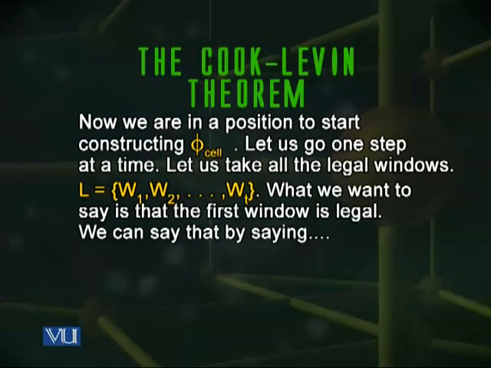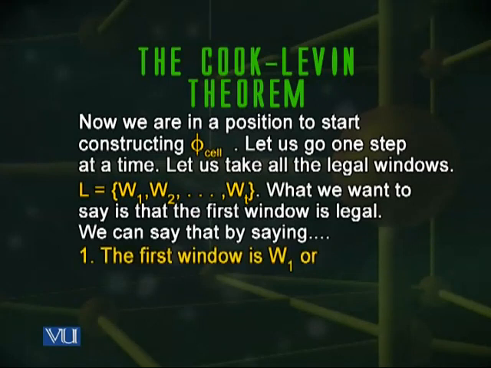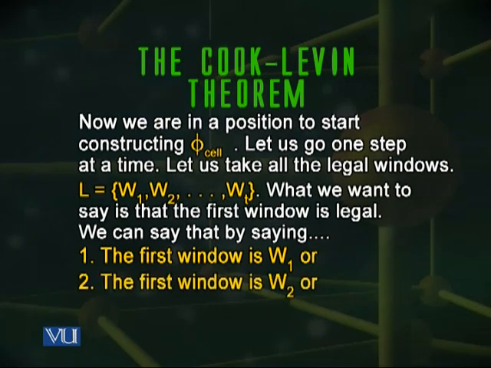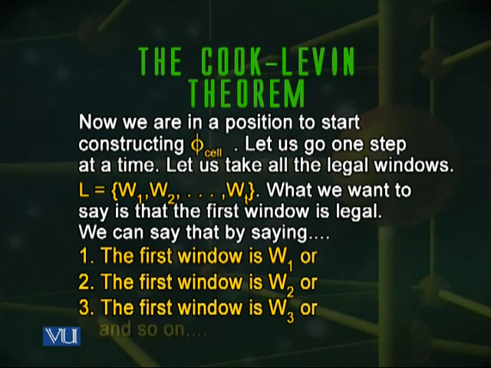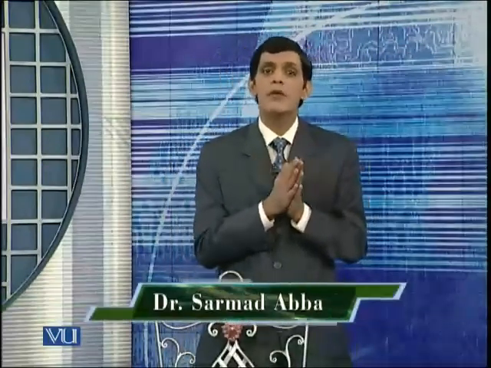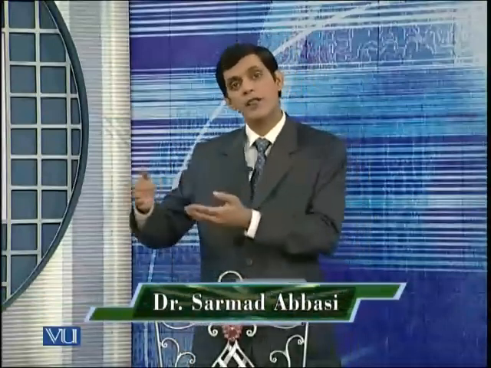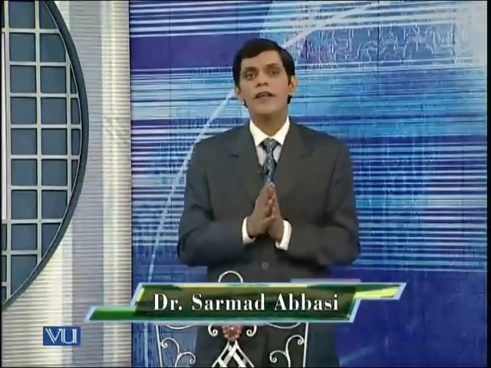And now, suppose I just want to say that the first window is legal. How would I express that? Well, I can say this by saying that the first window, the window whose left upper corner is 1,1, is either W1 or W2 or W3 or W4, all the way up to WT. Now remember, OR is an operation that is allowed in propositional logic. So OR is an operation that we can use when we pose a satisfiability question.